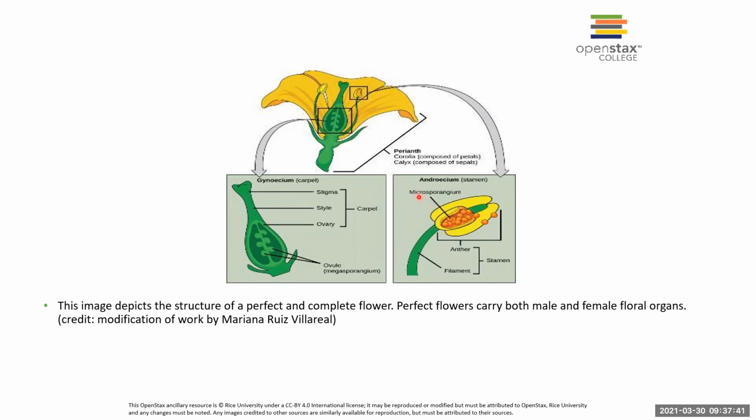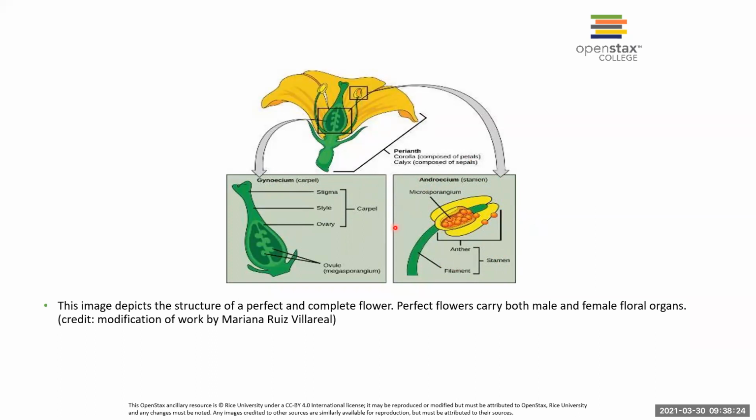The carpel is also known as a gynoecium. Okay, and then the stamen is also known as the androecium. Okay, so I'm not really worried about you knowing those two names. Just as an FYI, I want you to be more familiar with the more common terms, which are carpels and stamens. Okay, so again, carpel: stigma, style, ovary. The stamen is the anther and the filament.